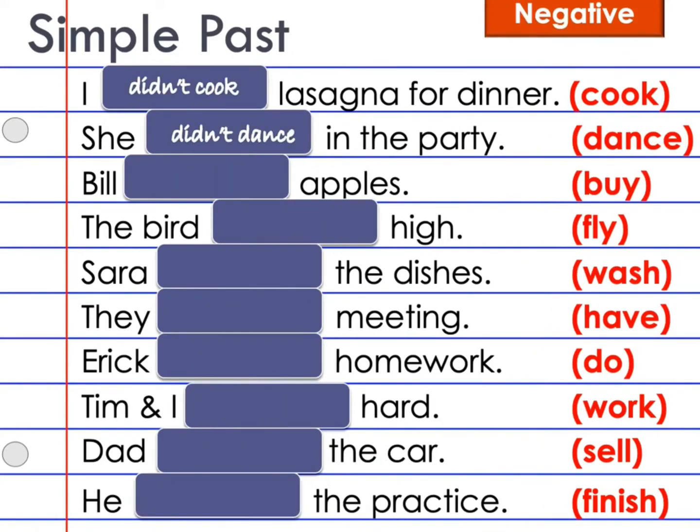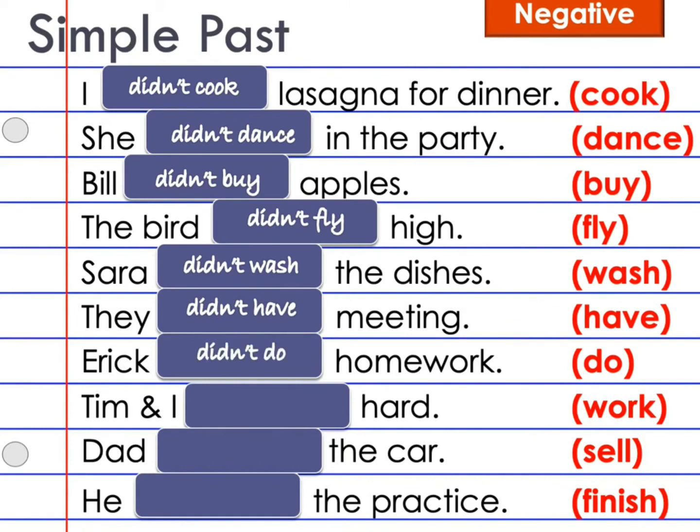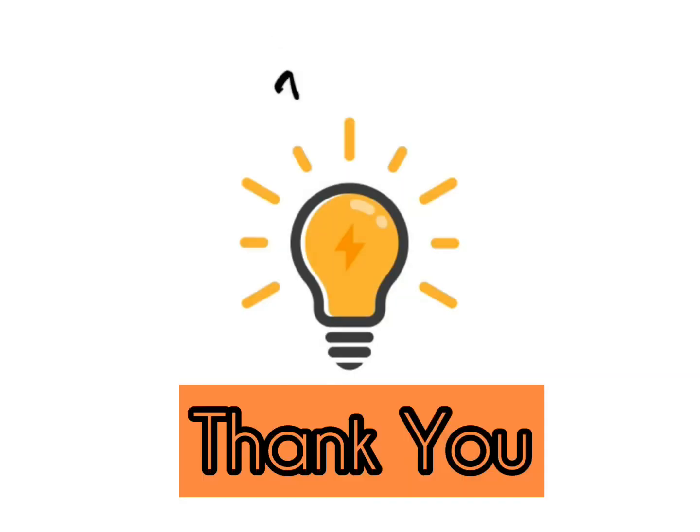For the negative form, we can put didn't or did not after the subject, but you do not have to change the verb into verb 2 anymore, because we have already changed the word do to did.